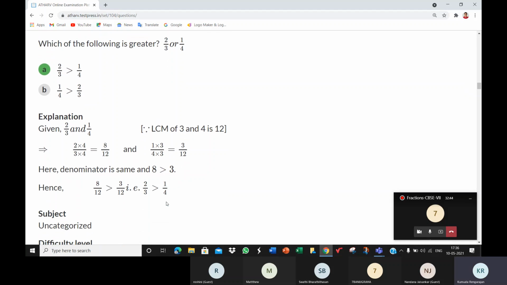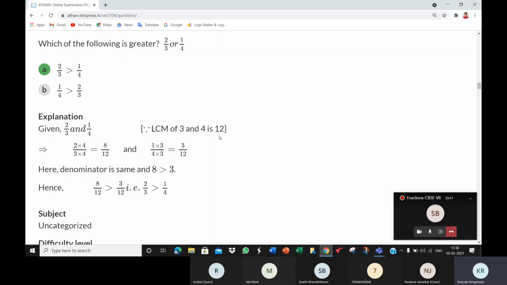Which is greater? You know this, we have to identify which is greater. Always we need to have like fractions. We need to have like fractions, only then we can compare. 2 by 3 and 1 by 4 are unlike fractions. So the first thing is to convert them to like fractions by using the LCM.